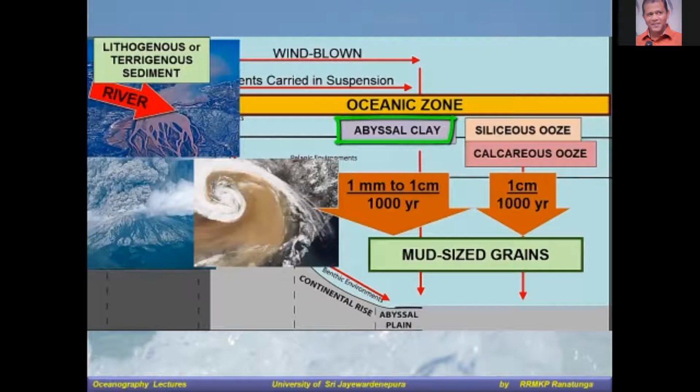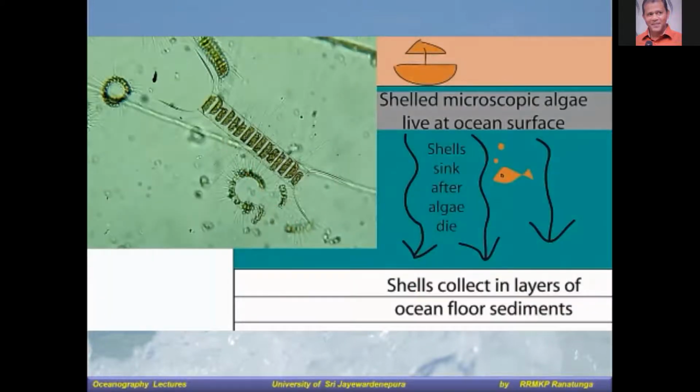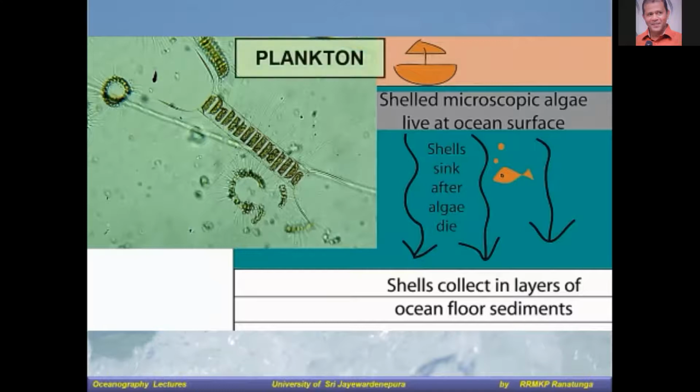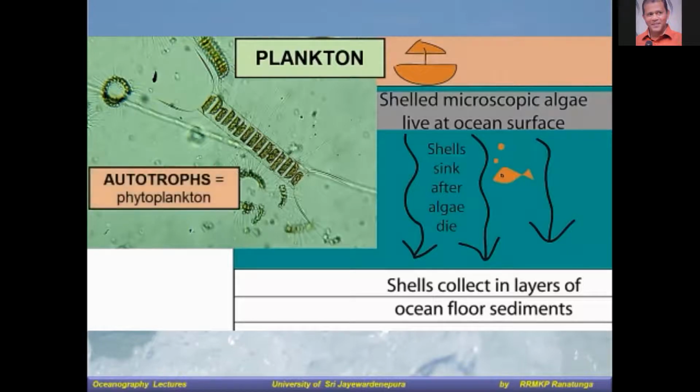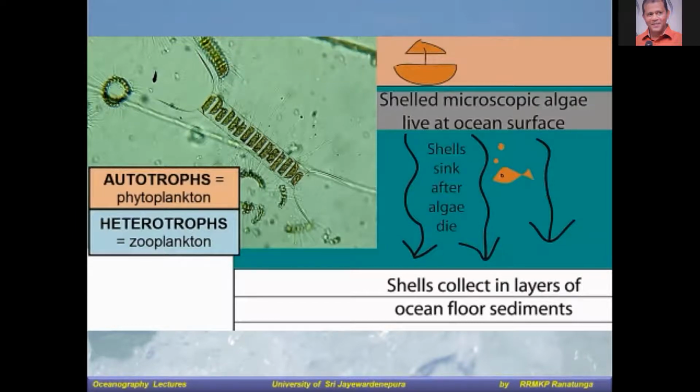So the settling rate of abyssal clays in the deep oceans can be anywhere from 1 millimeter to 1 centimeter per 1,000 years. We call the organisms that live in the surface waters plankton: free-floating, can't swim faster than currents. If they are autotrophic, make their own food, they are the bottom of the food chain and are referred to as phytoplankton. Heterotrophic plankton are referred to as zooplankton.